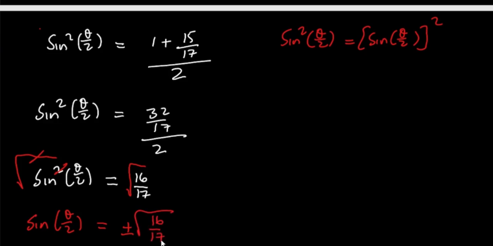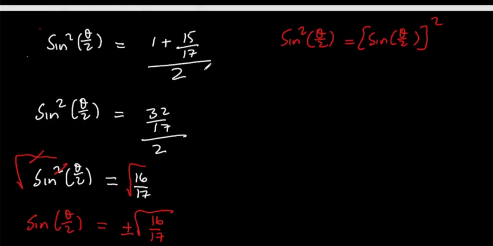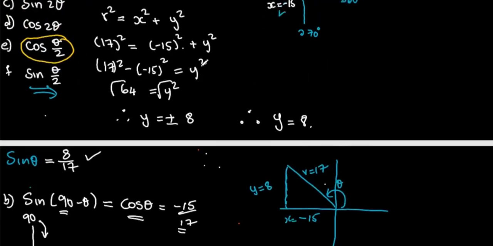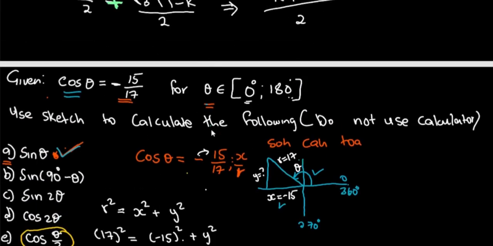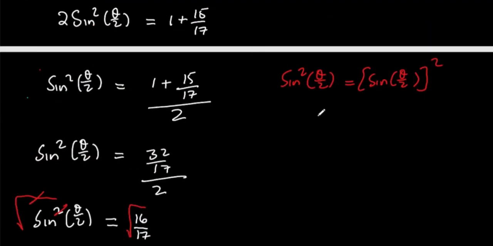Now we need to decide, is this positive or negative? Remember, how do we do that? We're going to bring down the given. Let's go up. We were given a boundary. If you still remember, we have a boundary that was given. So the boundary here is that theta must be an element of 0 and 180. So I'm just going to bring my boundary down and say, I was given that theta is an element of 0 degrees and 180.